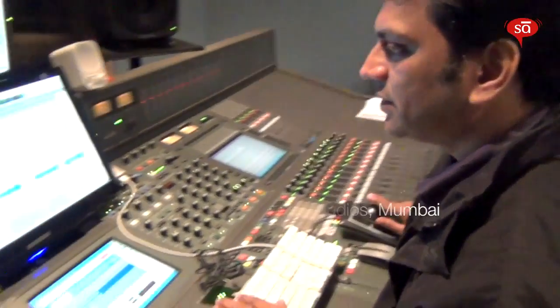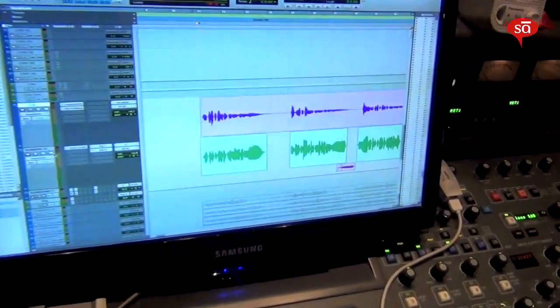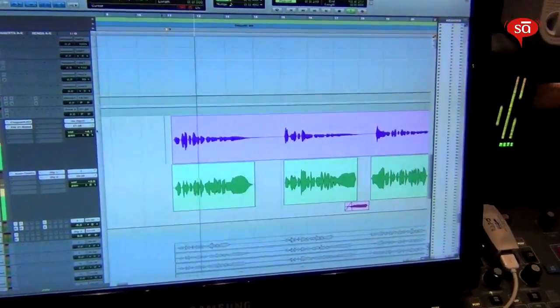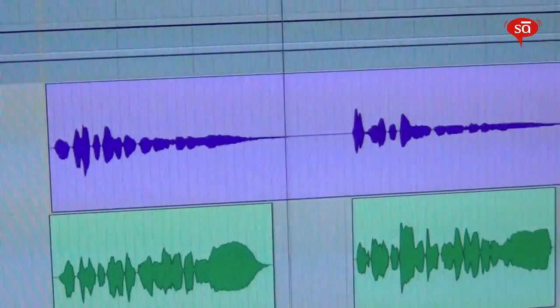This is a line. The one in blue? Yeah, the purple one. This is the cue track.